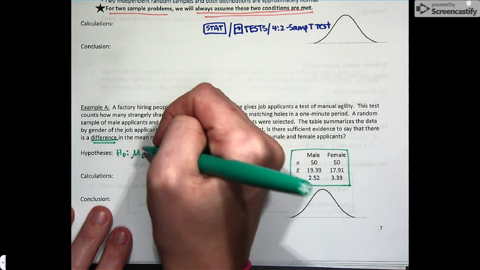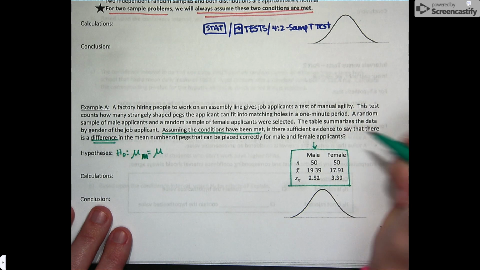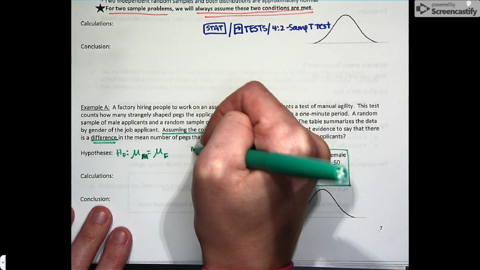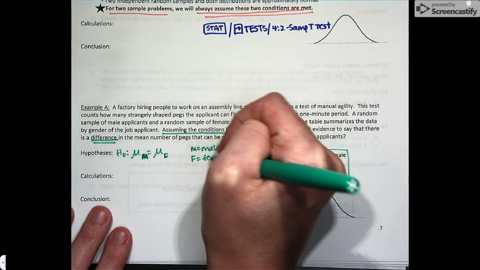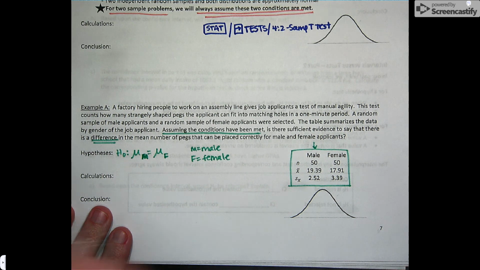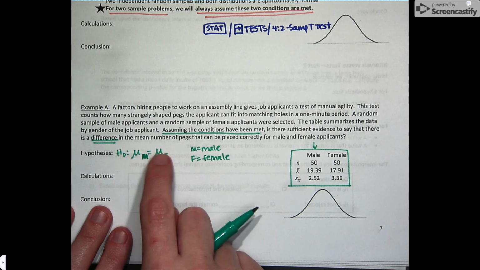I'm actually going to go back and fix this because I'm going to put males first, only because males were first in my table. Okay, because the way you type in your data does matter. So the mean of males equals the mean of females. And once again, I'm going to make a nice little legend so that people know that M stands for male, S stands for female. If you don't want to worry about the legend, you could just write it all out. Mu sub male equals mu sub female.